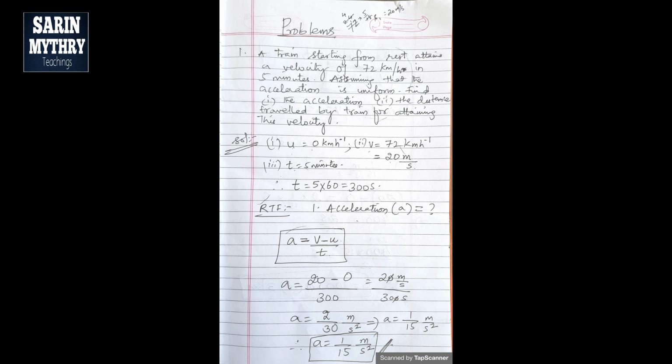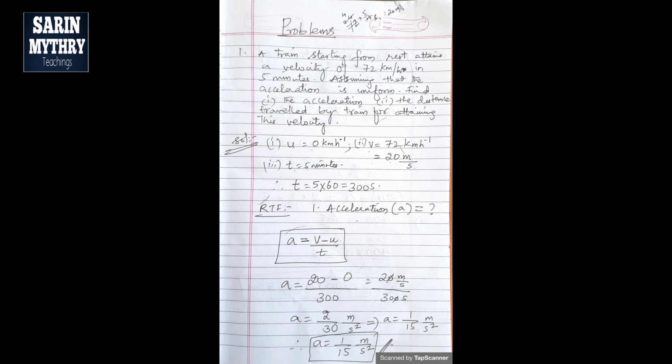So it means that a train is starting from rest and it attains a speed of 72 kilometers per hour, and it is going for 5 minutes. So first we should convert 72 kilometers per hour into meters per second. Why? Because time is given in minutes and even the time has to be converted into seconds.